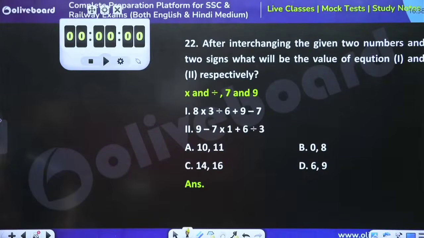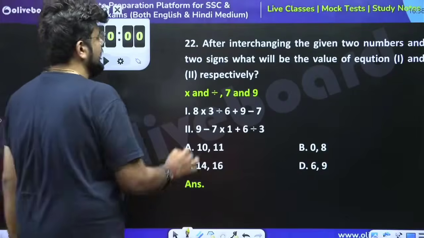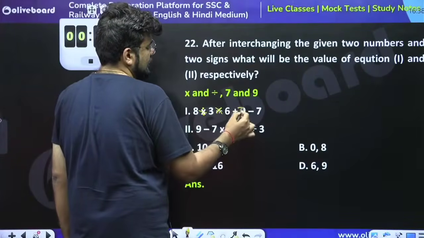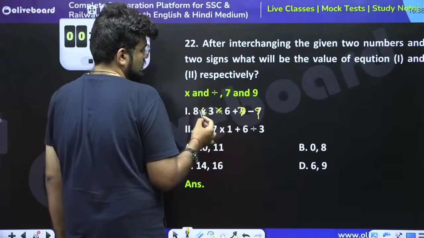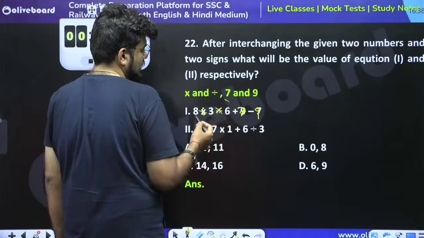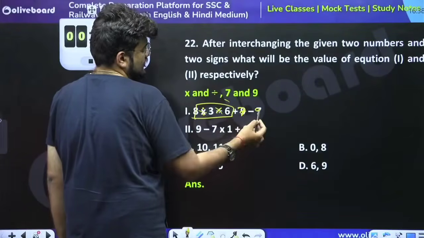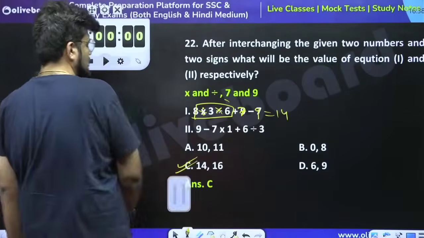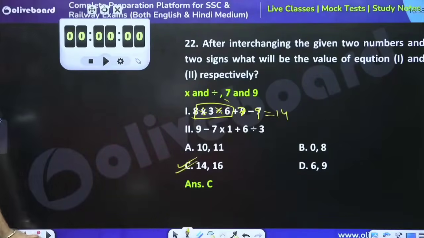16 plus 7 minus 9, that is 14. First is 14, option C is the right answer. Right? If we exchange into and divide here, and we exchange 7 and 9 here, so this is 8 divided by 3 into 6, this gets cancelled to 2, 2 into 8 is 16, 16 plus 7 minus 9 is 14. So if the first one is 14, we have only option C as the correct possibility. Next.